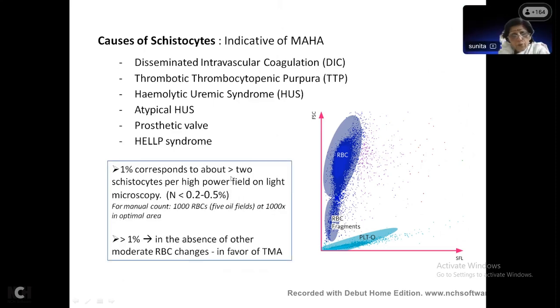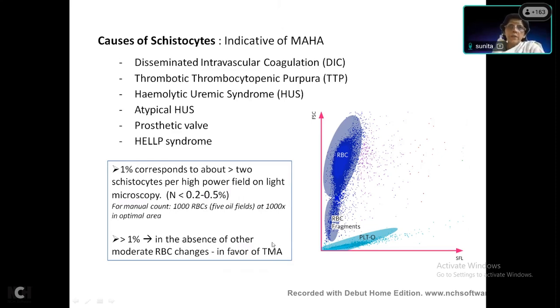itself corresponds to more than 2 schistocytes per high-power field in light microscopy. And you should count at least 1000 RBCs in a well-spread area to make a percentage, and if it is more than 1%, it is highly in favor of thrombotic microangiopathic hemolytic anemia.